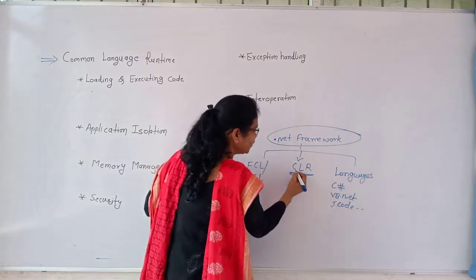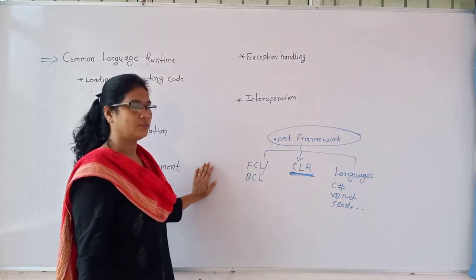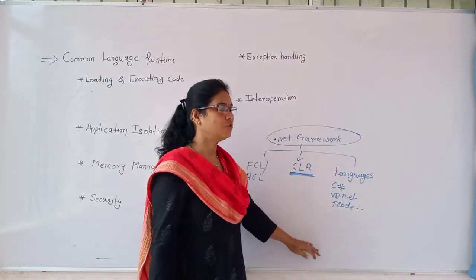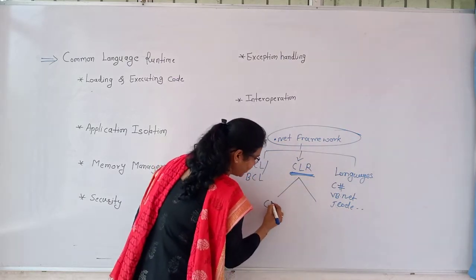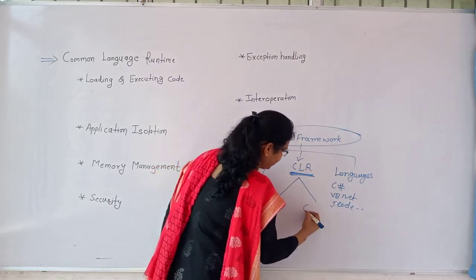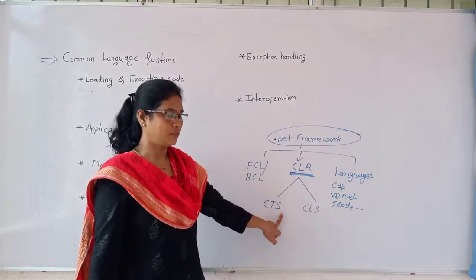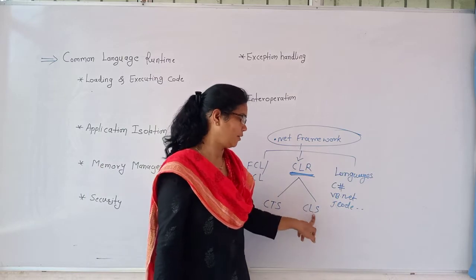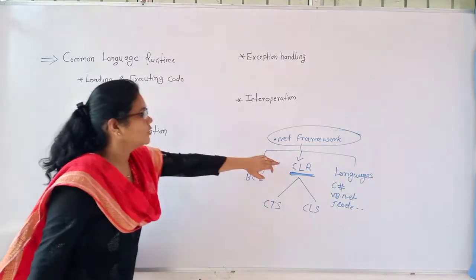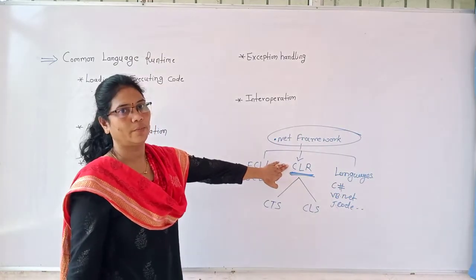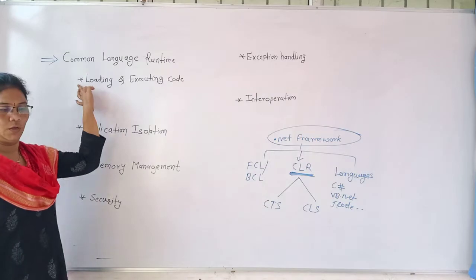So what is the function of this CLR? It is the Common Language Runtime in execution of the program. It has two components, CTS and CLS: Common Type System as well as Common Language Specification. The first function of the Common Language Runtime is loading and executing the code.